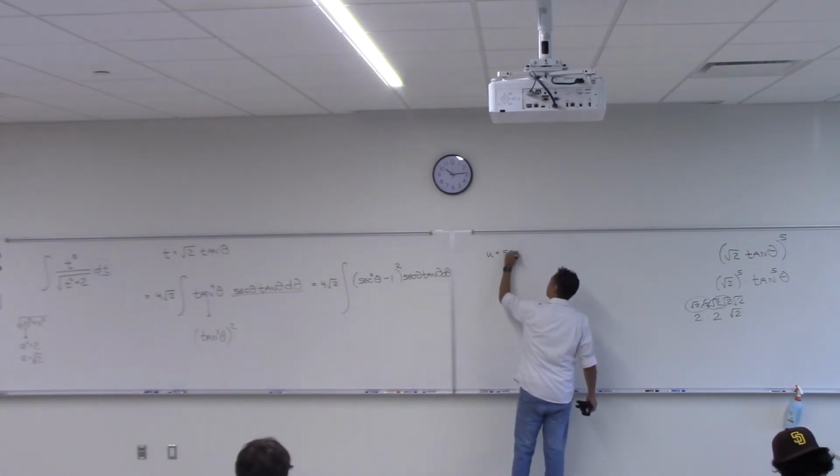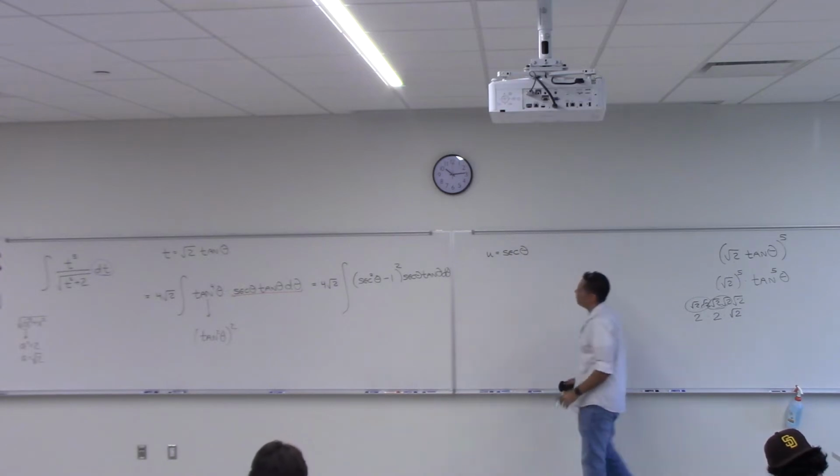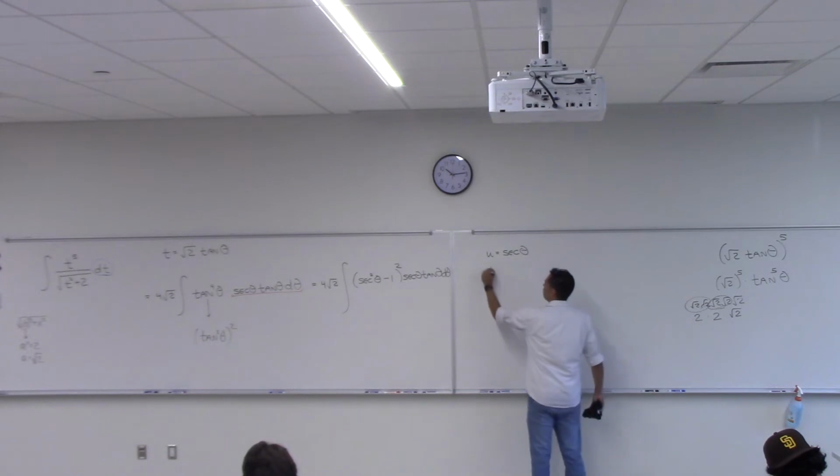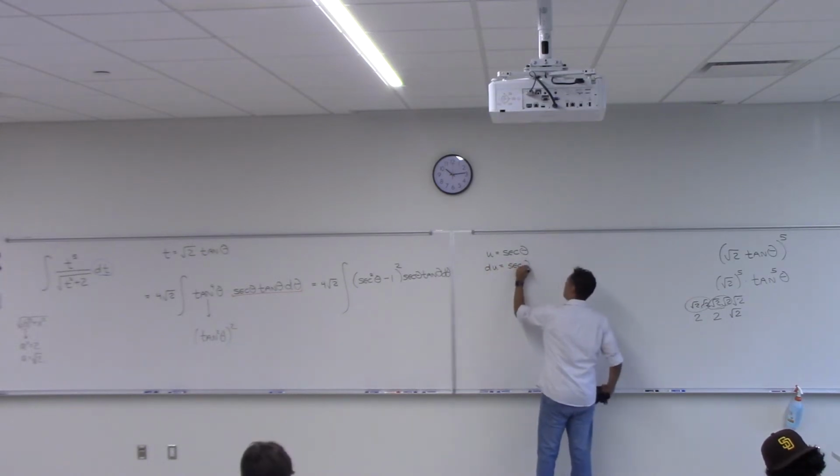Okay, so U is secant theta, right? U is our substitution, secant theta. And then du would be secant theta tangent theta d theta.